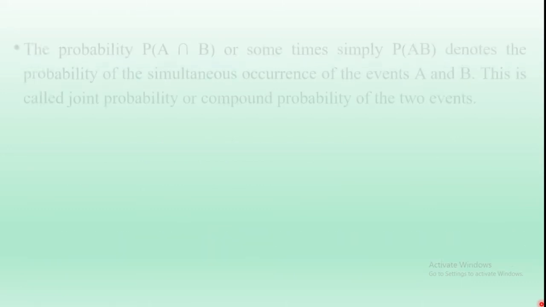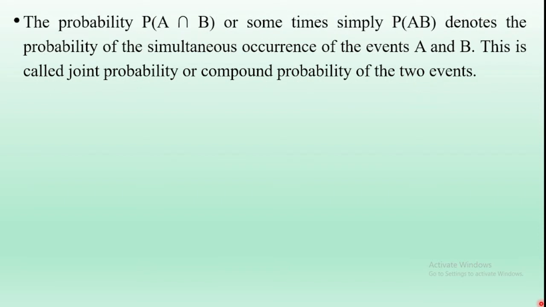The probability of A intersection B is sometimes also denoted simply as probability of AB. Probability of A intersection B represents the probability of the simultaneous occurrence of the events A and B. This is called the joint probability or compound probability of the two events.